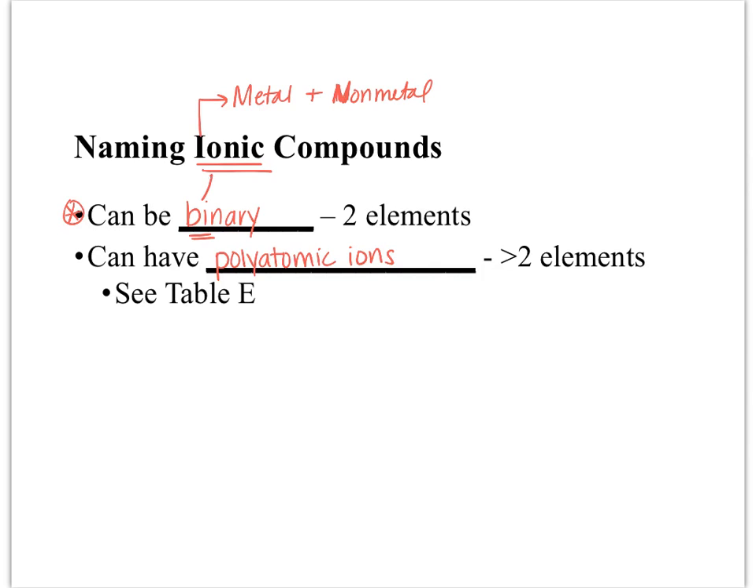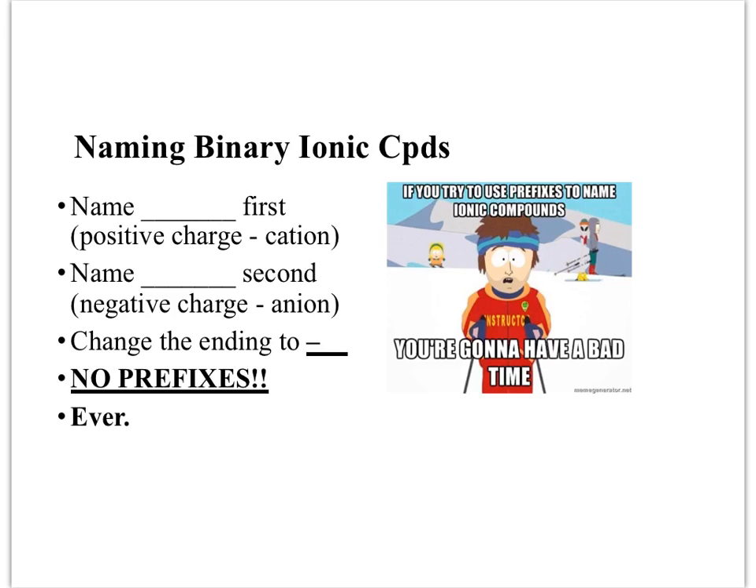So what that means is the compounds we're looking at today only contain a single type of metal and a single type of nonmetal. So if you have a formula and you recognize that it is a binary ionic compound, so 2 elements, a metal and a nonmetal, that's what makes it ionic.